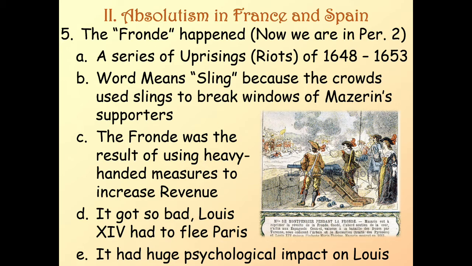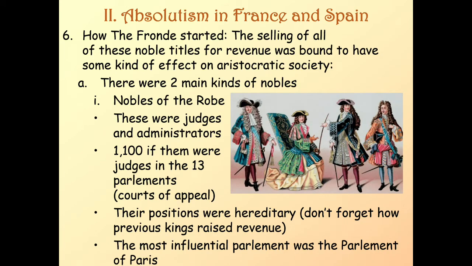supporters. And the Fronde was the result of using heavy-handed measures to increase government revenue. And it got so bad, this Fronde, that Louis XIV, as a child, actually had to flee Paris. And this had a huge psychological impact on Louis. This is how the Fronde started. It began with the selling of all of these noble titles for revenue. That was all bound to have some kind of an effect on aristocratic society.